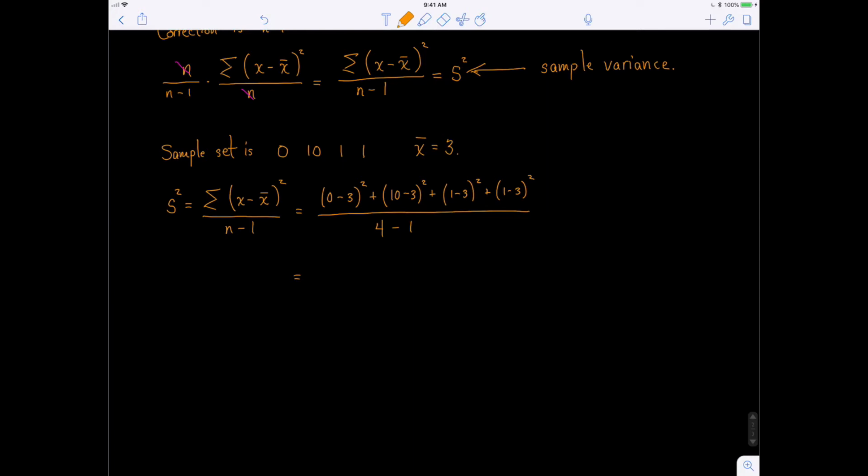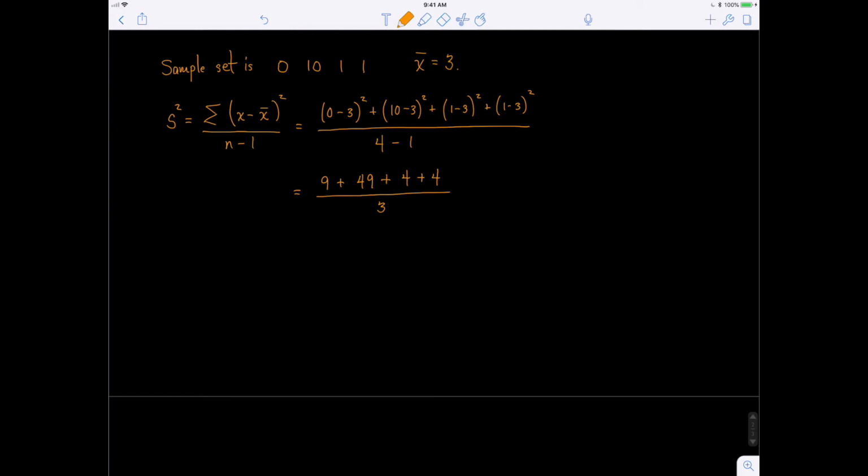Okay, now we calculate this out. 0 minus 3 is negative 3, we square it, we get 9. Plus 10 minus 3 is 7, we square it to get 49. Plus 1 minus 3 is negative 2, we square it to get 4, plus another 4, and 4 minus 1 is 3. If we add these up, 9 and 49 is 58, plus 8 more is 66, divided by 3, and that is 22. So our sample variance is 22.